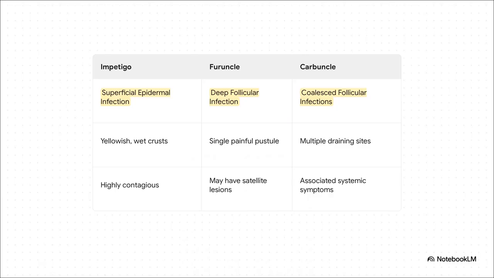Okay, so what's the real difference here? It all comes down to depth. Think of it like this. Impetigo is just scratching the surface, a superficial infection right in the epidermis. A furuncle, or boil, goes deeper, taking root in a single hair follicle. But a carbuncle? That's when multiple furuncles decide to join forces, creating this deep, sprawling infection. And that difference in depth? That's everything. It's what separates a nuisance from a potential systemic crisis and completely changes how we manage it.